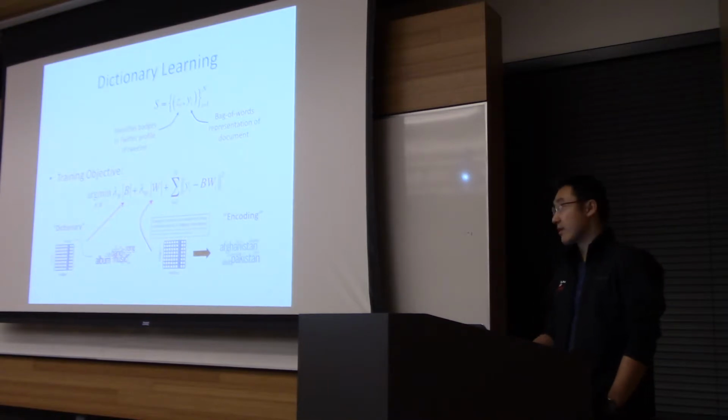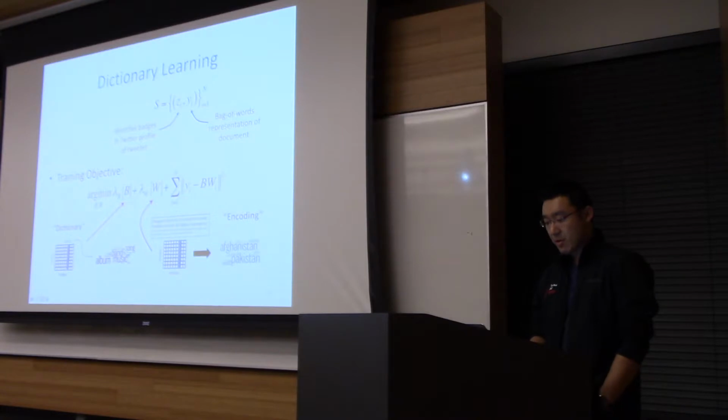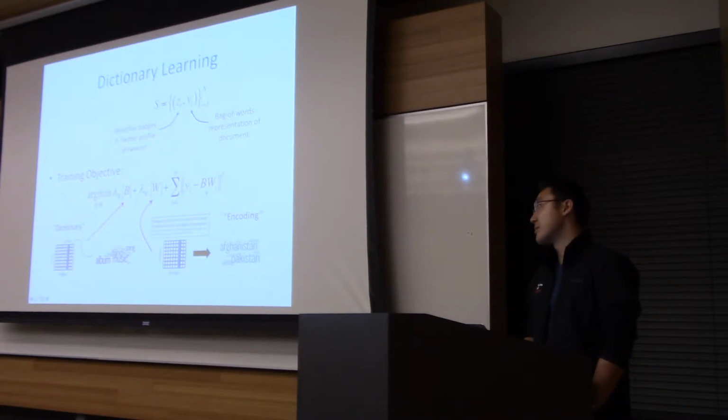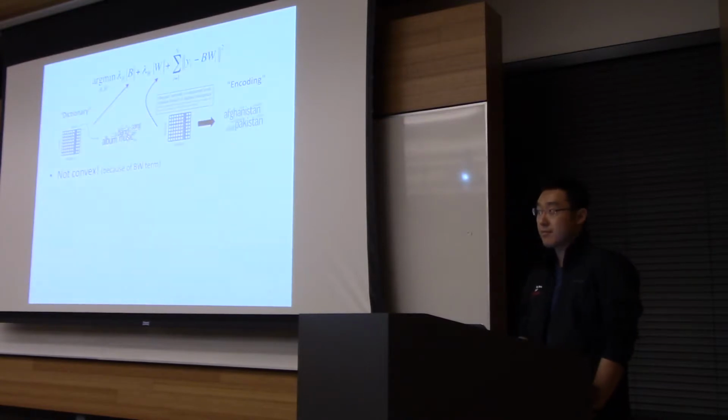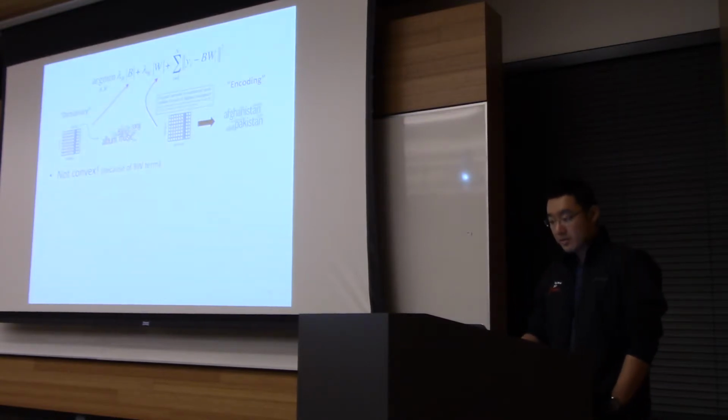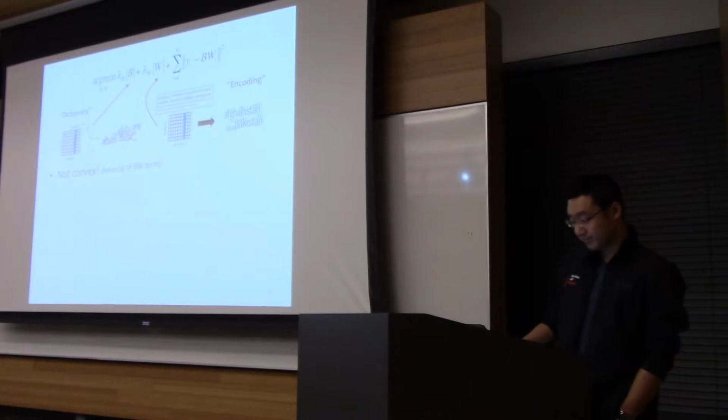This is also known as an encoding. So the W gives you an encoding of the documents whose dimensionality is equal to the number of unique badges, which is much a lower number than the number of unique words, typically. Okay, this is a non-convex optimization problem.